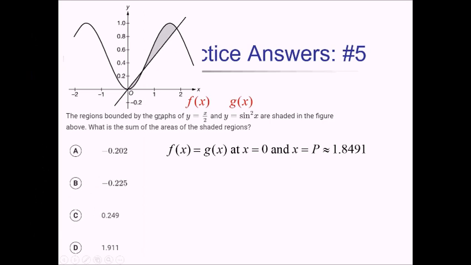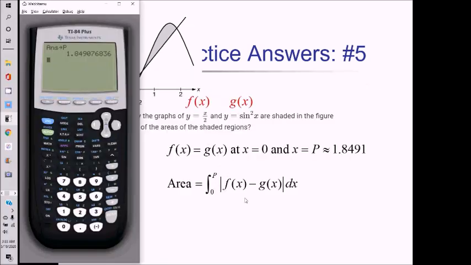So my setup then for actually getting those areas, I'm going to have the integral from 0 to p of, and I'm going to do the absolute value now of f of x minus g of x dx. Now, it actually doesn't matter what order you subtract these in. Since you're doing absolute value around them, you could have done g of x minus f of x, and you'll end up with the same answer.